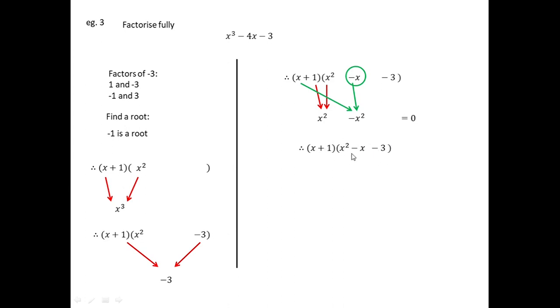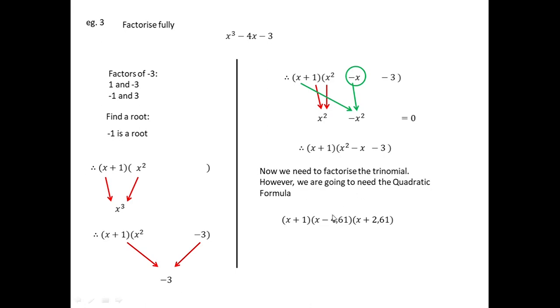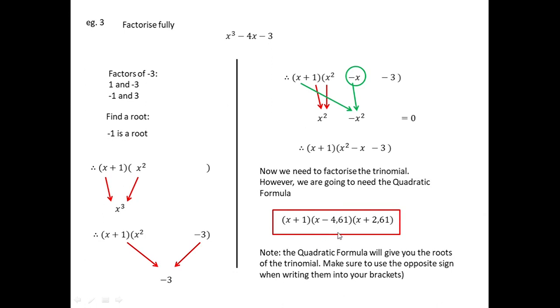You will have found when you tried this that you can't factorize this normally. You have to use the quadratic formula. So we use the quadratic formula and we get these answers. Now do note that the quadratic formula gives you the roots of that trinomial. We have to change the signs when we put them back in the brackets. So when you did the quadratic formula, you would have got positive 4,61 and negative 2,61, but we've got to change them to the opposite signs when we put them in the brackets.